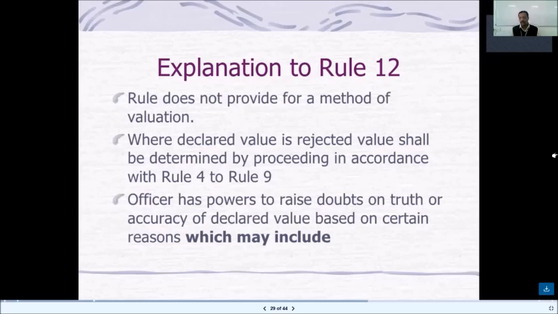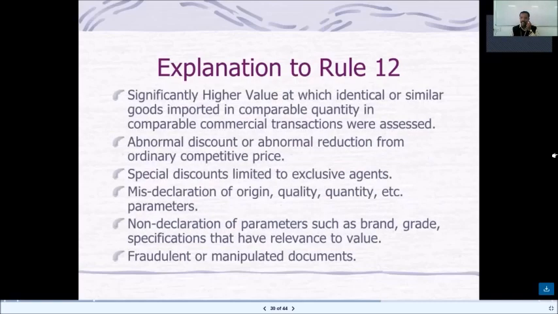The officer has the power to raise doubts on the truth or accuracy of the declared value based on certain reasons, which may include the significantly higher value at which identical or similar goods imported in comparable quantity in a comparable commercial transaction were assessed. Abnormal discount or abnormal reduction from ordinary competitive prices, special discounts limited to exclusive agents, misdeclaration of origin, quality, quantity, etc., non-declaration of parameters such as brand, grade, specifications that have relevance to value, fraudulent or manipulated documents.